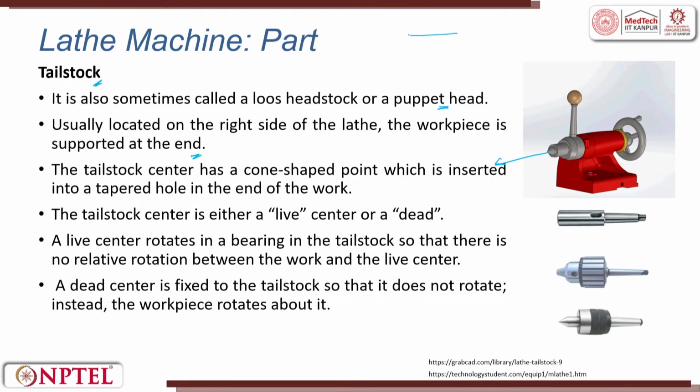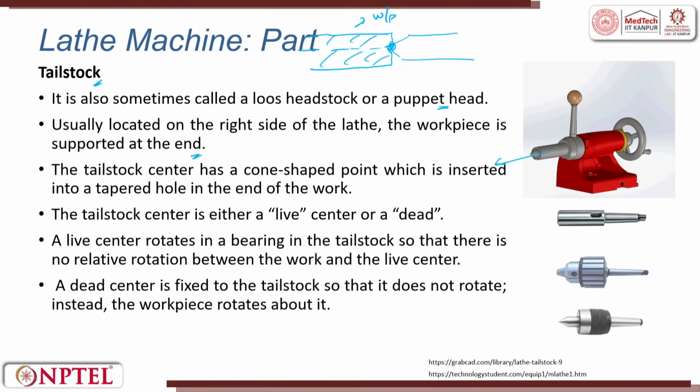The tailstock center has a conical tip. Why does it have a conical tip? This tip is hardened and this tries to locate the workpiece. So, this is the workpiece. The tailstock center has a conical tip point which is inserted into a taper hole at the end of the workpiece. So, that it is a friction contact and it tries to hold it. The tailstock center is either called a live center or a dead center. Live center means where you give rotation. Dead center means you don't give rotation.